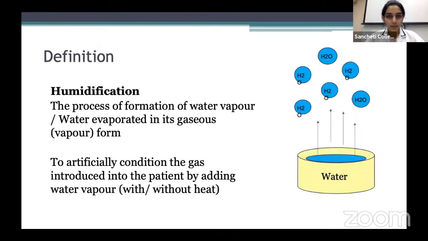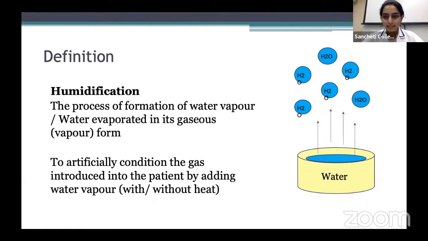So what does humidification exactly mean? We are used to the term humidity. When I say humidity, we are talking about the amount of water vapor in the air, right? The process of formation of water vapor, or water evaporated in its gaseous form, is what humidification means. So what we are trying to do is artificially condition the gas being introduced into the patient by adding water vapor to it, right? Now these humidification systems may or may not use heat. We'll be talking about that a little bit more in detail.